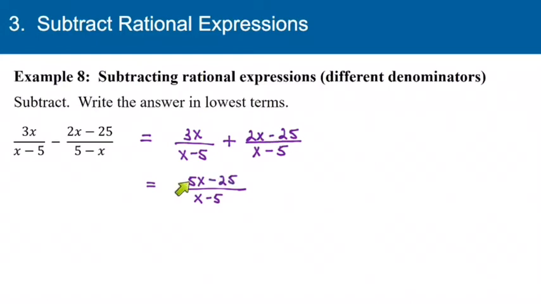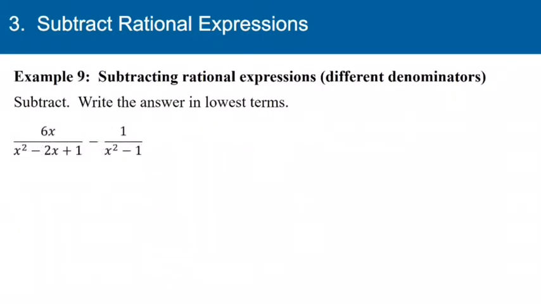Now, I do see a GCF of 5 here in the top, and I know that if I factor out that 5, in parentheses, I'm going to have x minus 5. And I want to go ahead and do that because the x minus 5 now in the top will cancel with the x minus 5 in the bottom, and we'll just be left with the final result of 5.